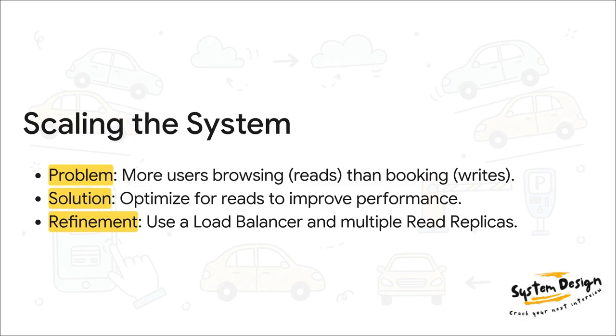Think of it like this. Our main database is the original master copy of a book. Instead of making everyone line up to read that one copy, we make a bunch of photocopies, which we call read replicas. We then hire a librarian, a load balancer, to direct all the browsers to the free copies. This leaves the line for the master copy wide open and super fast for the few people who are actually ready to check the book out, or in our case, make a booking.